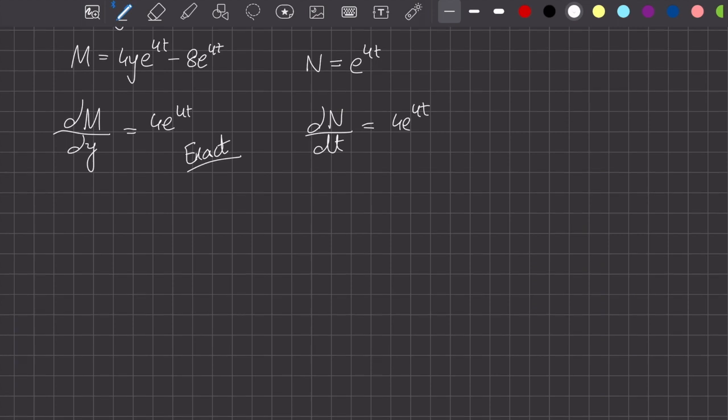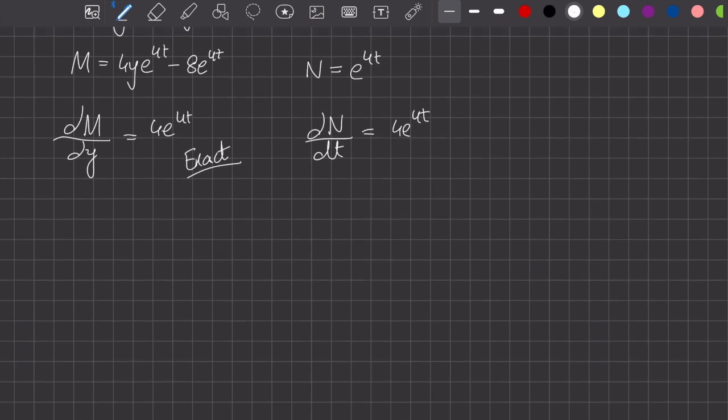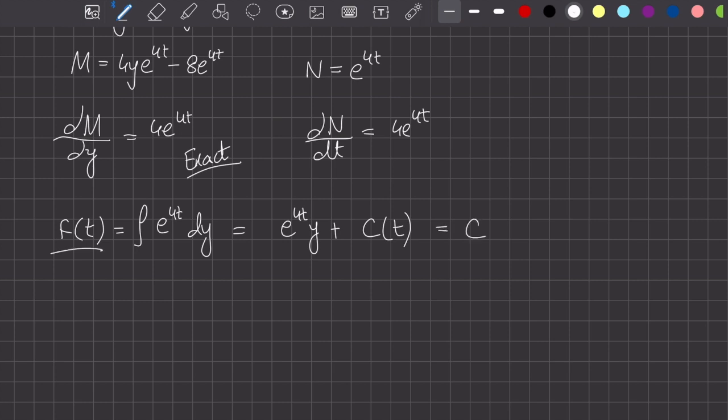Now, to find the solution function, we integrate either m with respect to t or n with respect to y. For the sake of simplicity, let's integrate the n term. That gives e power 4t times y plus c of t, and the function f is a constant too, which we can call c. The two constants can be combined to give a new constant, which we call b. Therefore, b equals e power 4t times y. The e power 4t can be divided on both sides to get the solution y equals b times e power negative 4t.